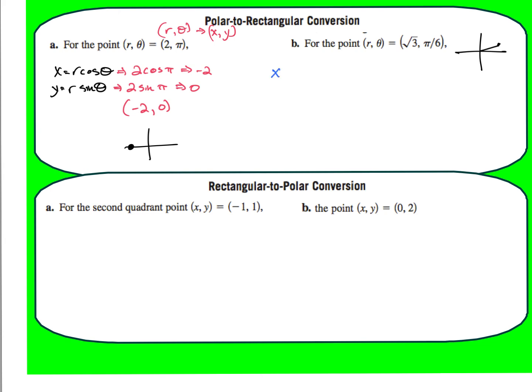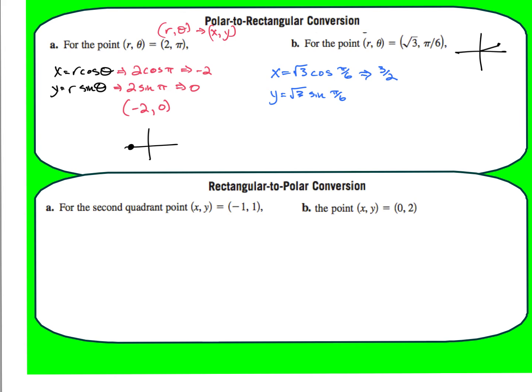Square root 3 times cosine of pi over 6. And then y would equal square root 3 times sine of pi over 6. Well, what is the cosine of pi over 6? Square root 3 over 2. And so now I have square root 3 times square root 3 over 2, which is just what? 3 over 2.